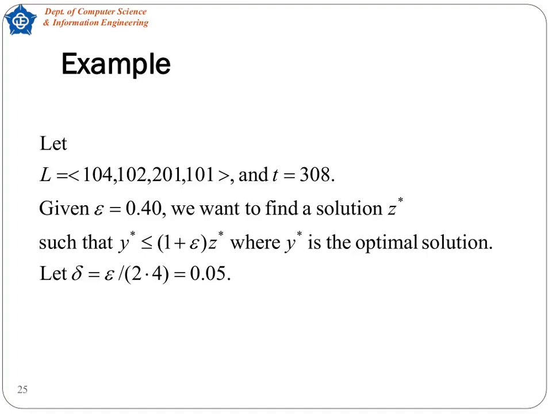To control how we round and trim values at each step, we define delta equals epsilon divided by twice the number of items. Since there are 4 elements, delta equals 0.40/24 equals 0.05. With epsilon and delta fixed, we're ready to proceed step by step and compute an approximate sum z* that meets our guarantee.